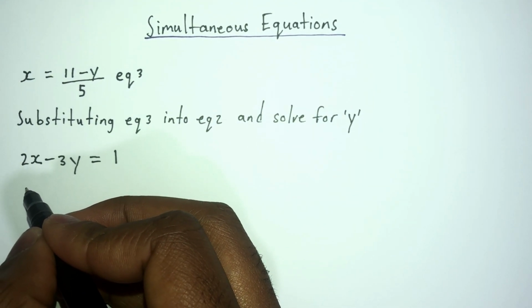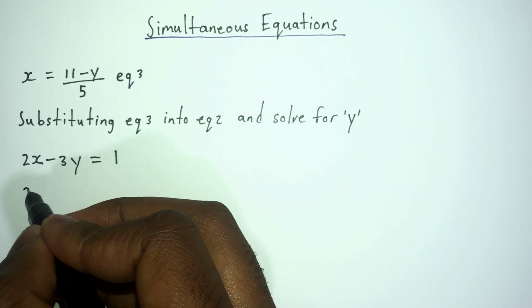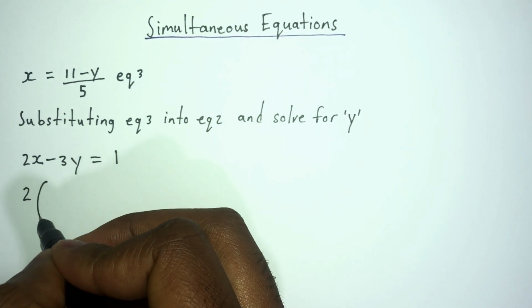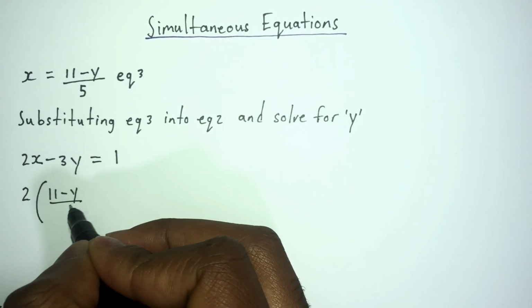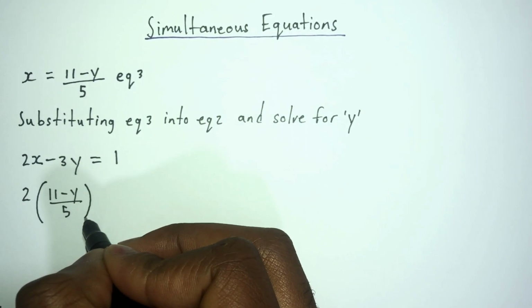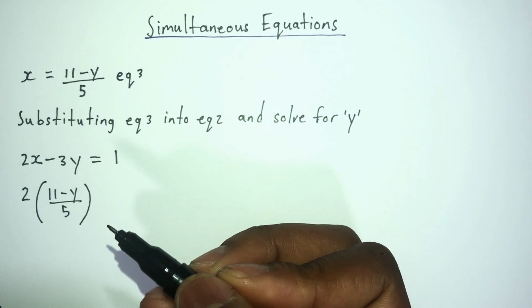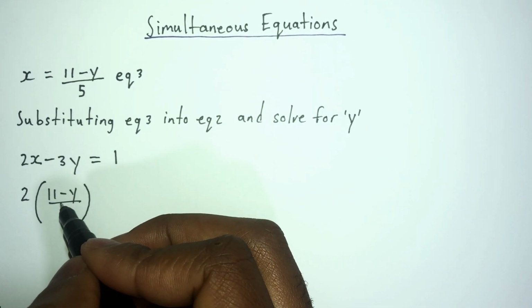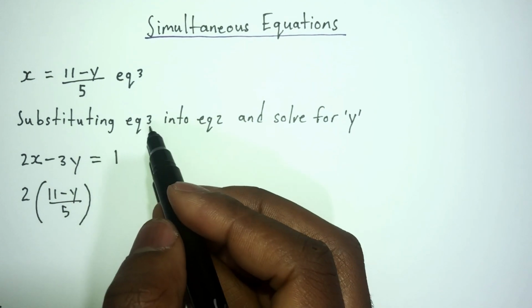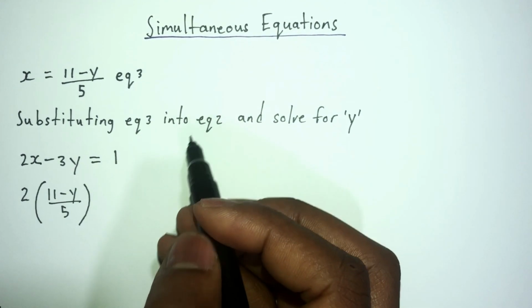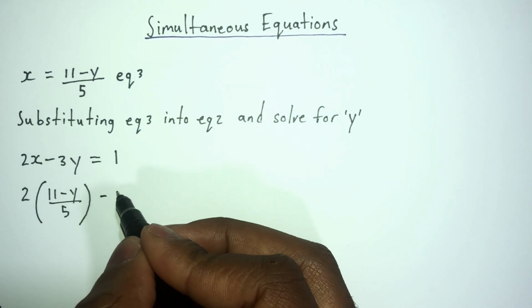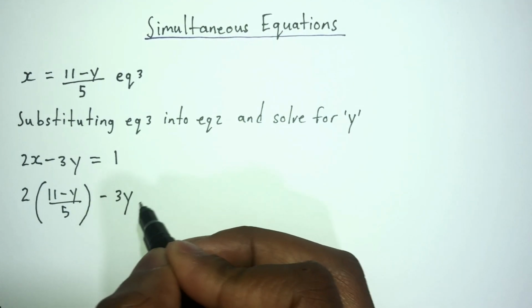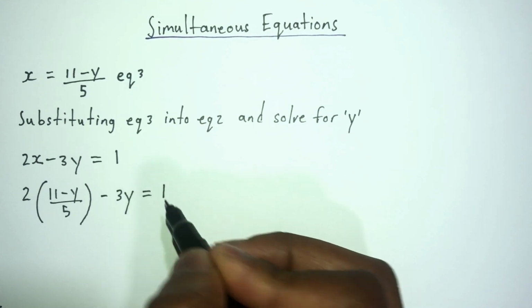So this leaves us with 2 times 11 minus y all over 5, because this is our x value. This is equation 3, and we substituted equation 3 into equation 2. Minus 3y equals 1.